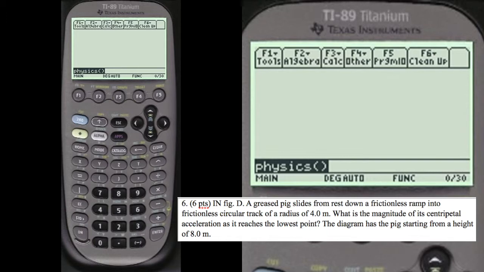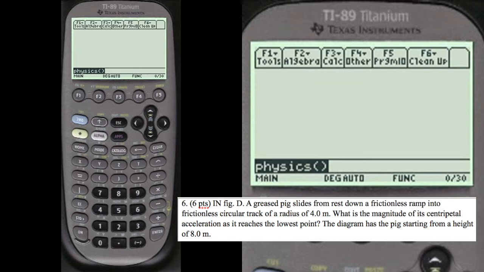This is a physics problem. A greased pig slides from rest down a frictionless ramp into a frictionless circular track of a radius of 4 meters. What is the magnitude of its centripetal acceleration as it reaches the lowest point? The diagram has the pig starting from a height of 8 meters.